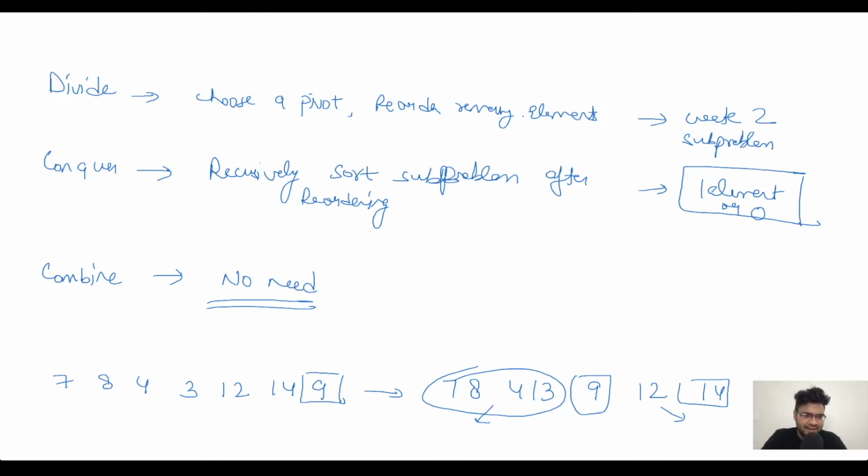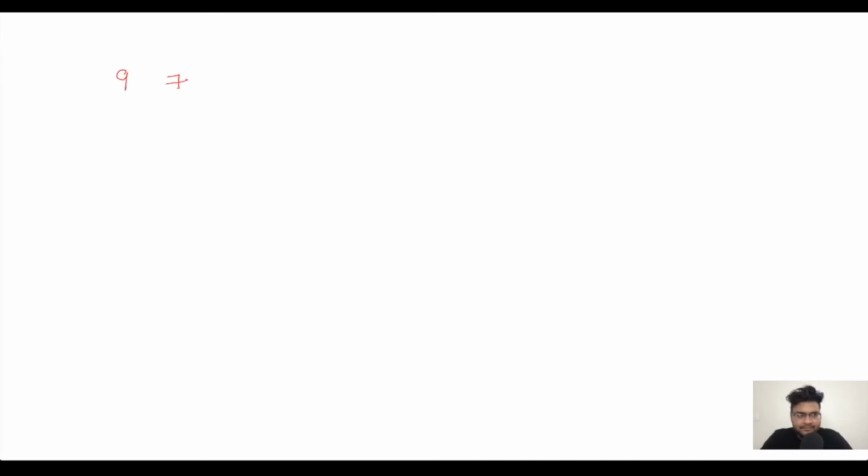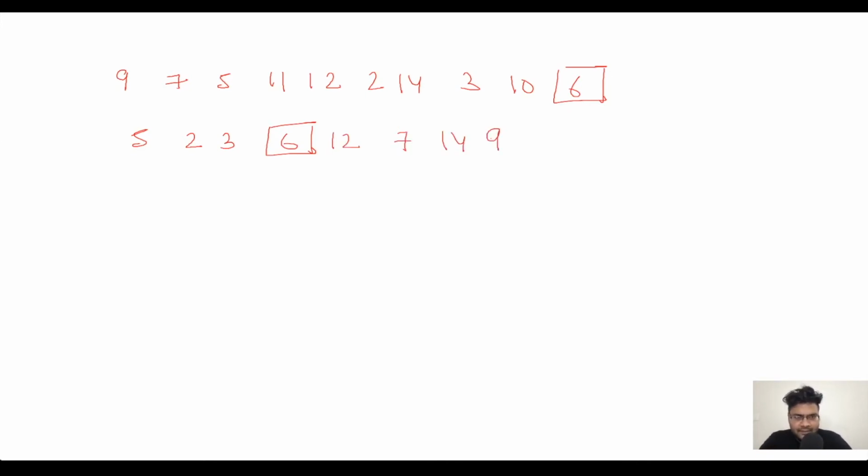Right? So let us see how this actually works. Let's suppose I have a list of numbers, something like 9, 7, 5, 11, 12, 2, 14, 3, 10, and 6. Here I will take this 6 as the pivot. Now I will reorder the elements around this pivot. So the numbers will become 5, 2, 3. This is my pivot 6. Then 12, 7, 14, 9, 10, and 11.